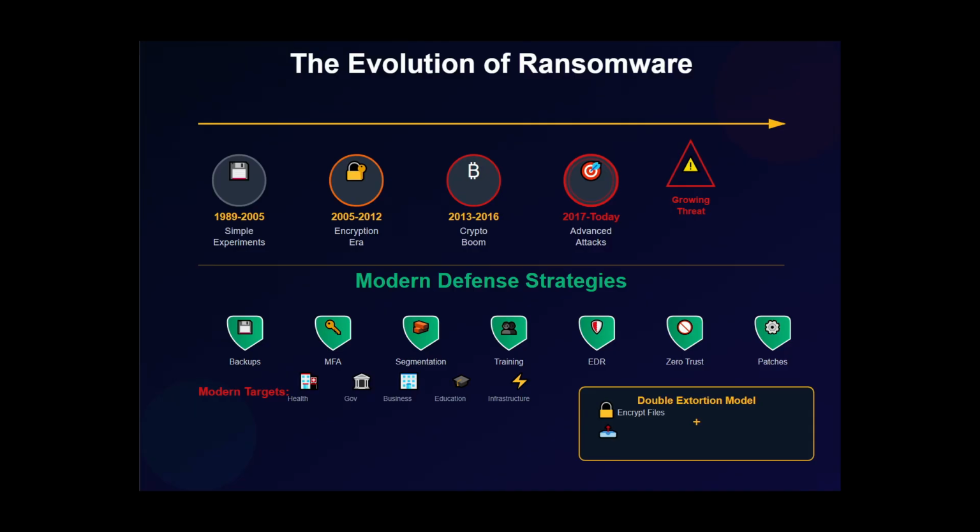Another one we have is the zero trust security model. This model means no user or device is automatically trusted. Every access requires some sort of verification. And the last one we have is patch management. Updating systems regularly prevents attackers from exploiting weaknesses, the same ones that WannaCry used back in 2017.